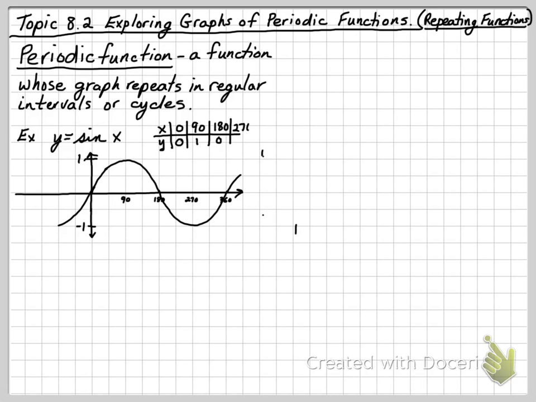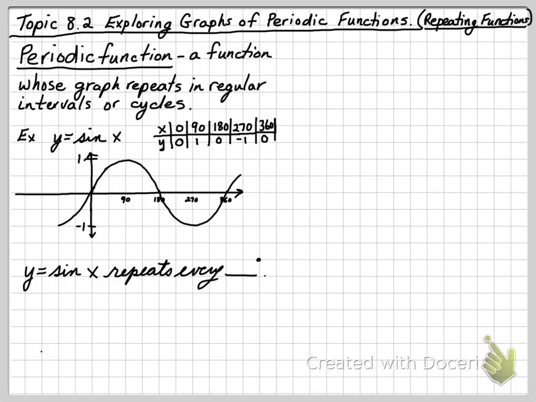We can plot these points using our calculator. When x is 0, the sine of 0 is 0. The sine of 90 is 1. The sine of 180 is 0. The sine of 270 is negative 1. And the sine of 360 is back to 0 again.